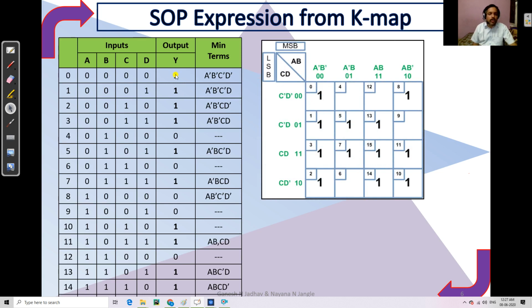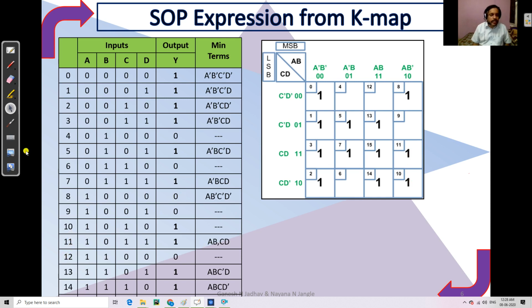See, for 0 the output is 1, for 1 the output is 1, for 2 the output is 1, and 3. So for 0, 1, 2, 3 the output is 1. Then for 5 the output is 1. For 7 the output is 1. For 10 and 11 the output is 1. For 8 also the output is 1.